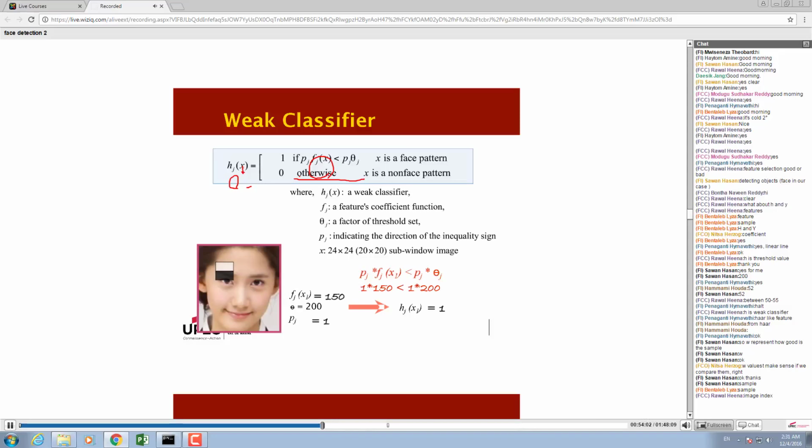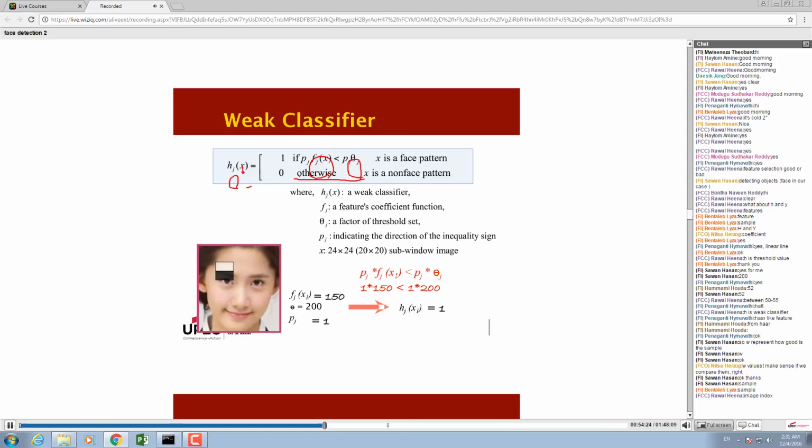Okay, so in this condition, the left part, Fj(x), will return some feature value. Then we compare this feature value with this variable theta. Theta is the symbol for threshold. Like our previous example, theta is 200. That is the threshold value.